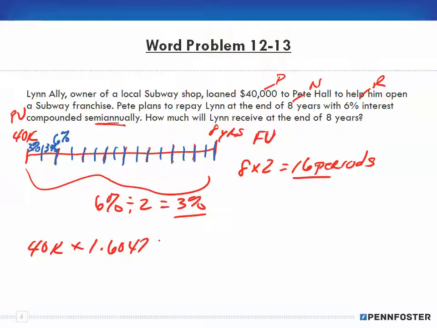6047, that's the factor. And when I multiply those two out, I end up with $64,188 at the end of the 8 years. Okay, and that makes sense because I'm starting out with 40,000, and if I'm getting interest on interest, I should have more than 40,000 at the end of 8 years. Okay, so that's the answer to that problem.